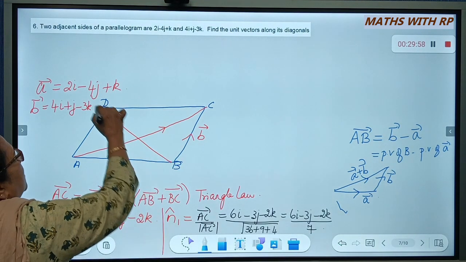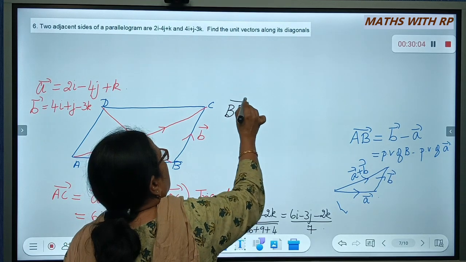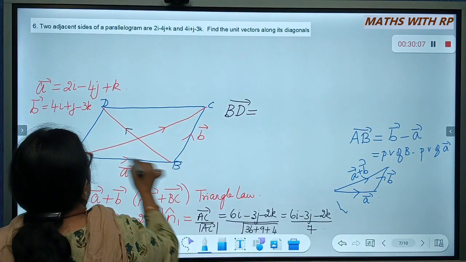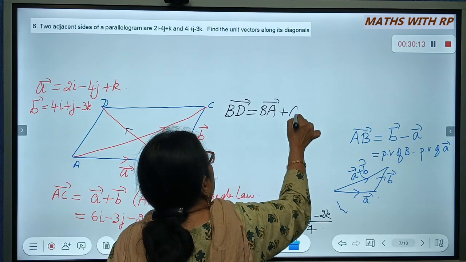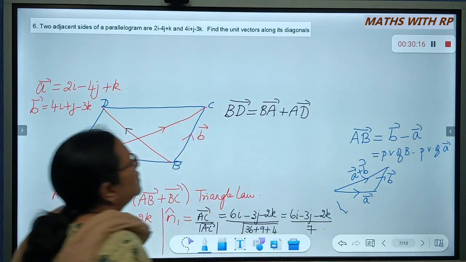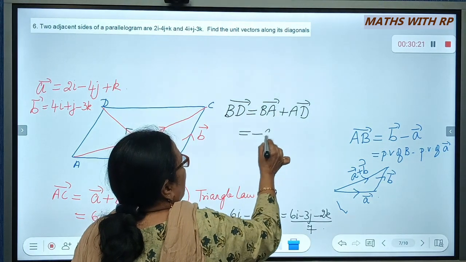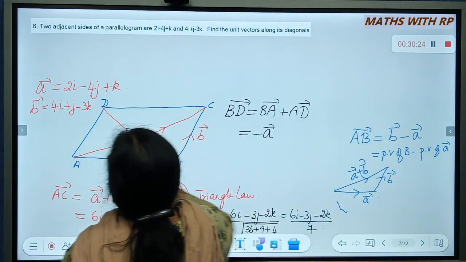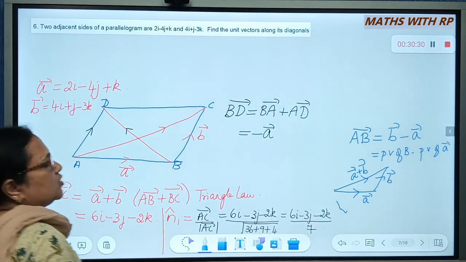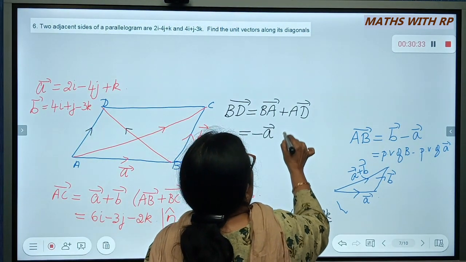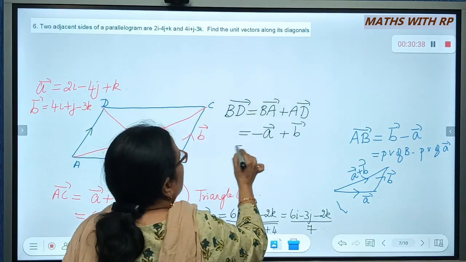So let me draw B to D. Now what will be BD vector? BD vector will be BA vector plus AD vector. Now AB vector is A vector. So BA vector will be minus A vector. And what will be AD vector? AD vector is parallel to BC vector, and they are in the same direction. So this will be B. Minus A plus B, or B minus A.